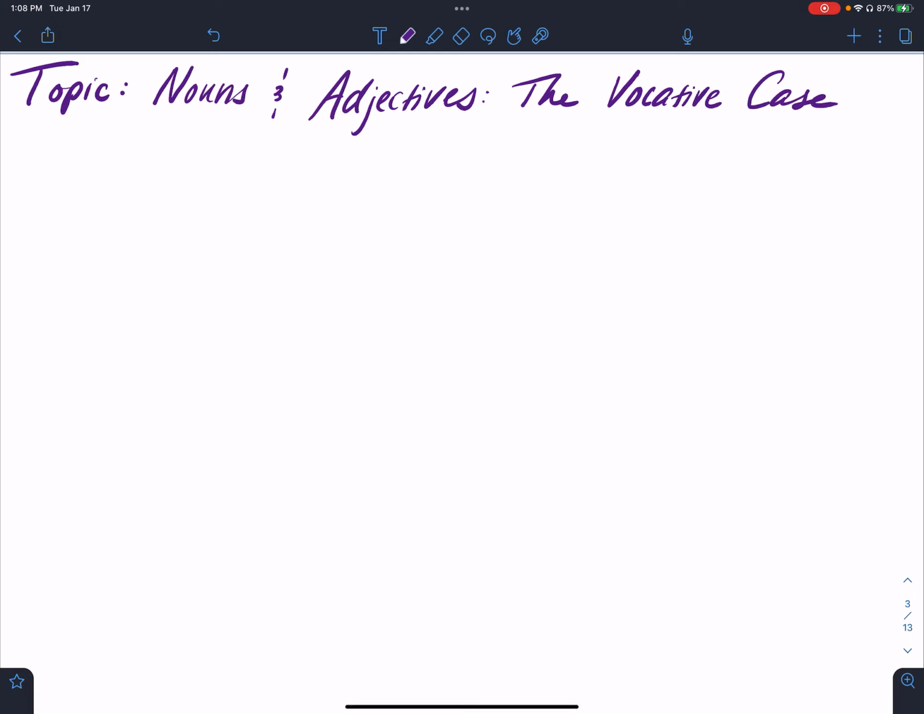All right, our topic of discussion today is nouns and adjectives, the vocative case. What is the symbol there between nouns and adjectives? It's and. Oh, the ampersand.